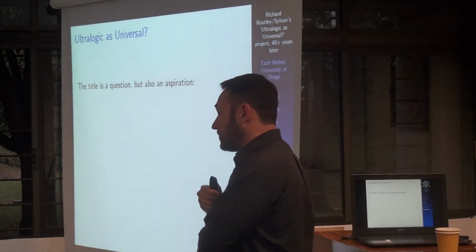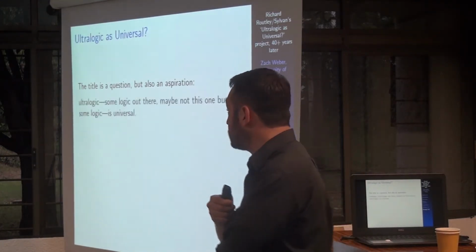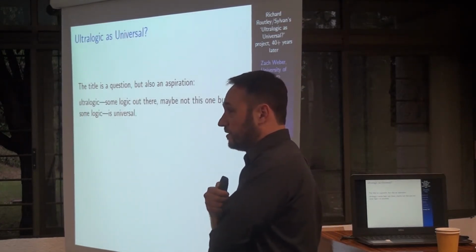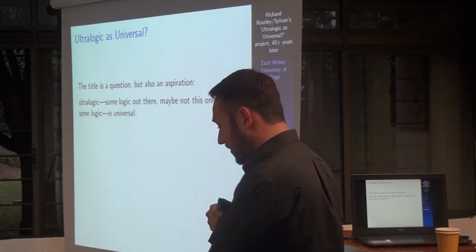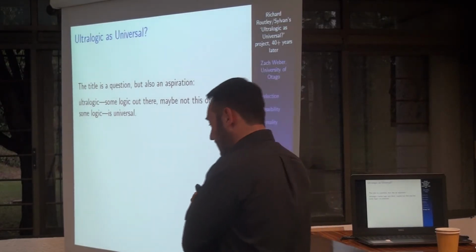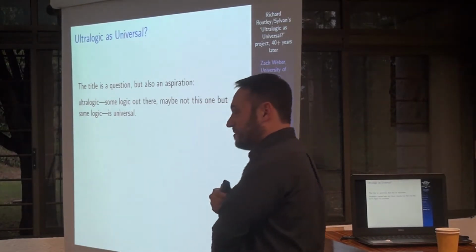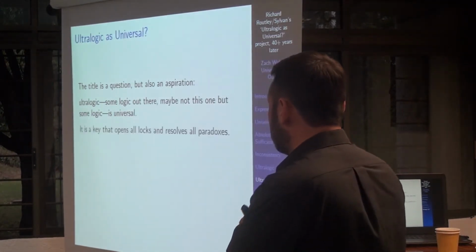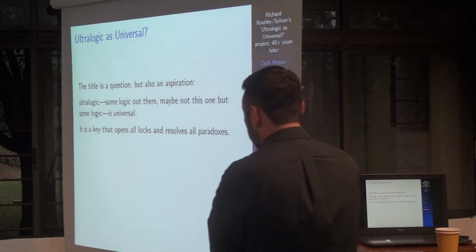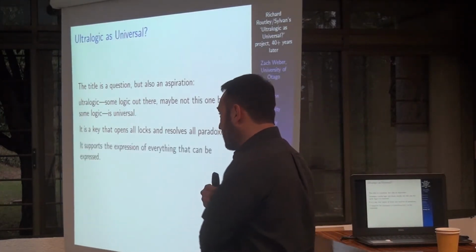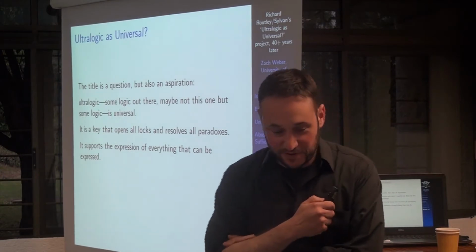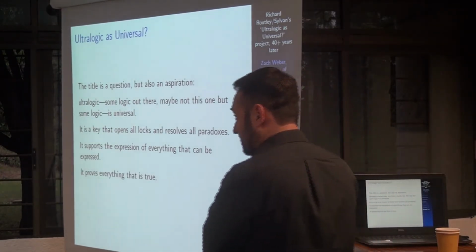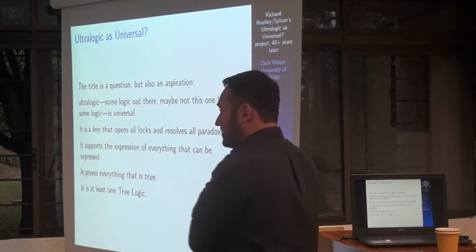The title is a question, but it is also an optimistic aspiration that ultralogic, some logic out there, I don't know which one, probably not the weak relevant logic DKQ, probably not even that one with a BCK conditional stapled onto it, but some logic out there is universal. It's the key that opens all the locks and resolves all the paradoxes and supports the expression of everything that can be expressed. Maybe it even proves everything that is true. There is at least one true logic.